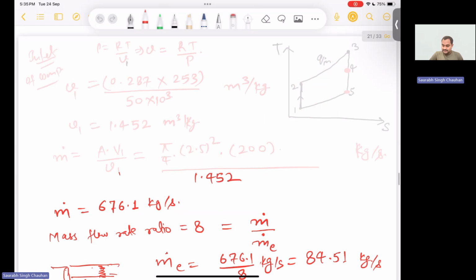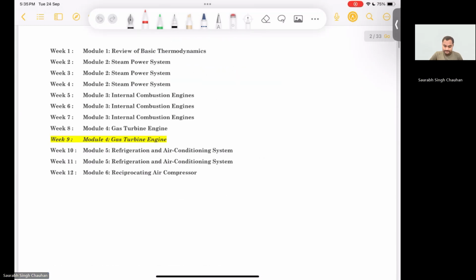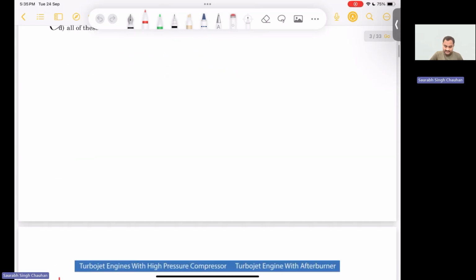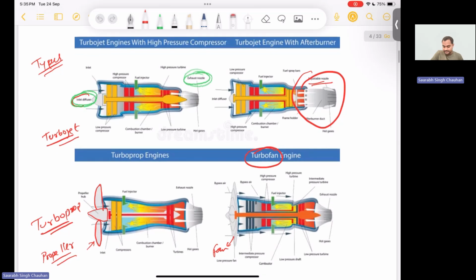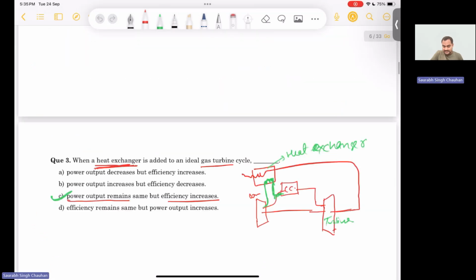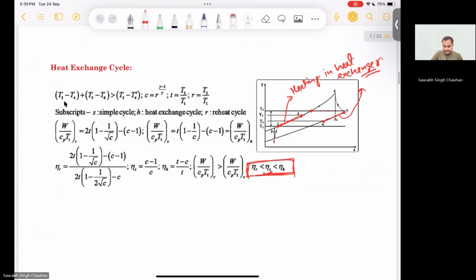So this was our session 9 for gas turbine cycle, specifically the cycles related to aircraft propulsion.